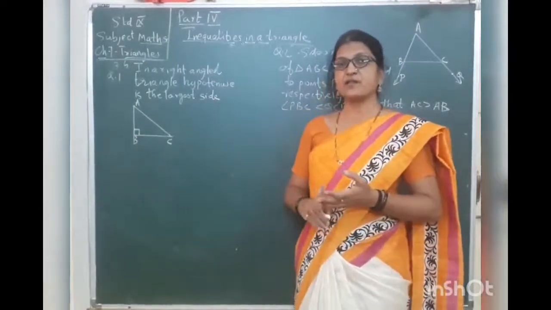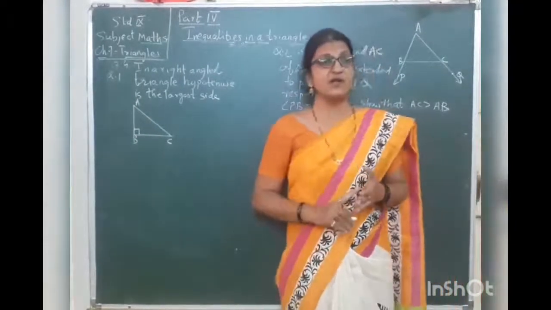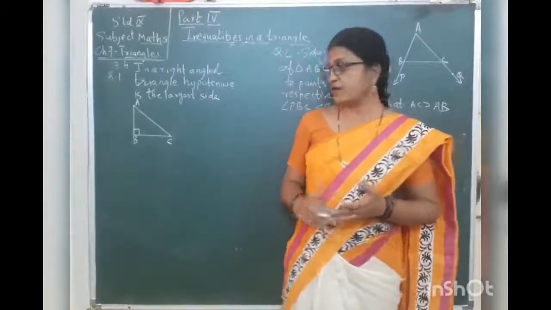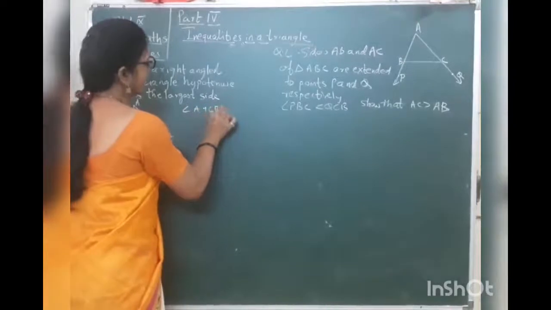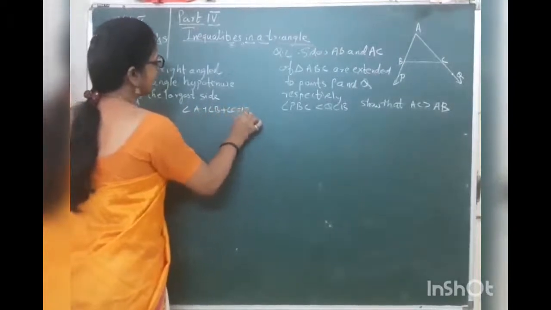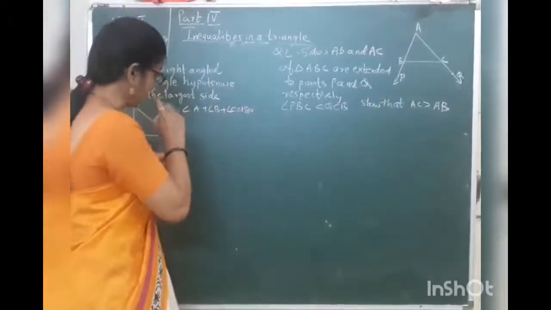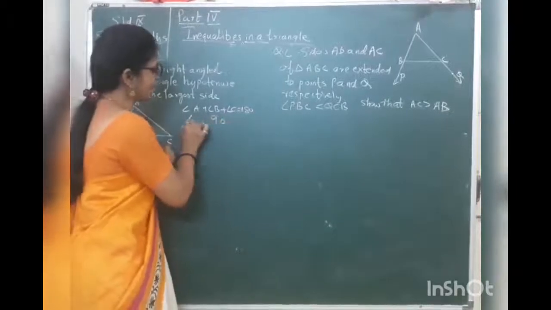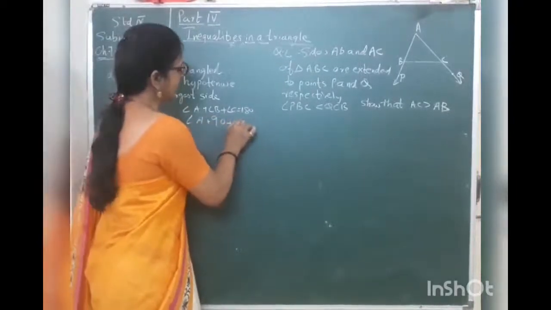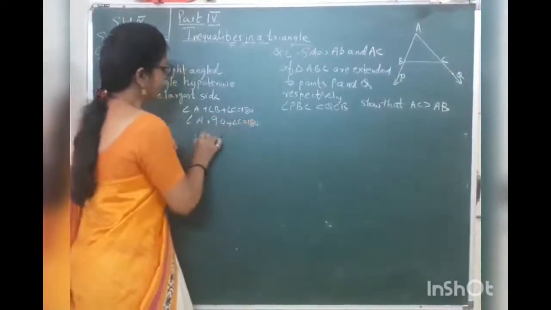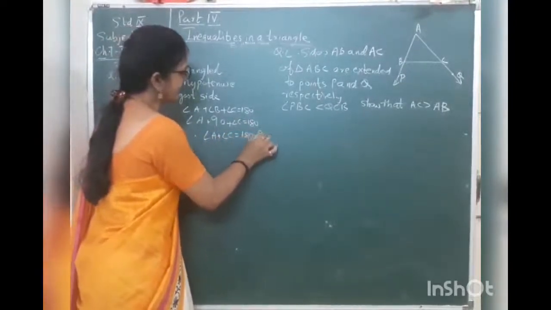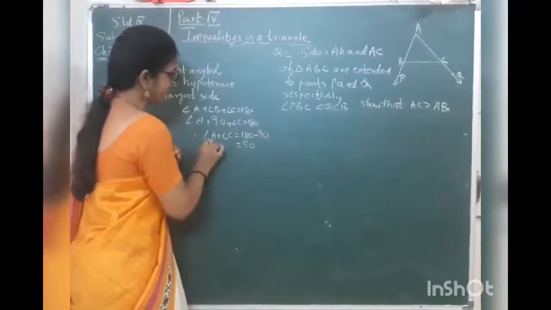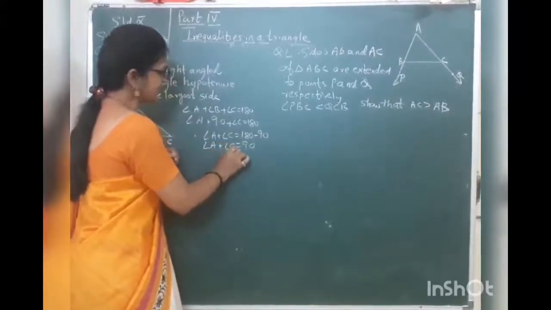We have studied that the sum of the measures of all three angles of a triangle is 180. We use that. So angle A plus angle B plus angle C is equal to 180. Now angle B is given, which is 90. So angle A plus 90 plus angle C is 180. Therefore, angle A plus angle C is equal to 180 minus 90, which is 90.